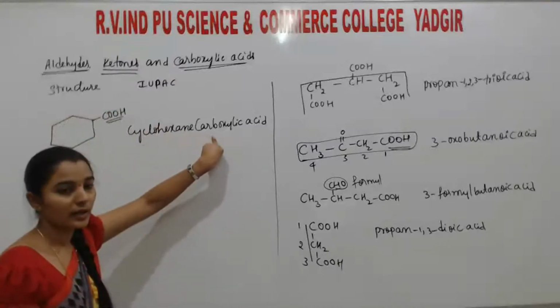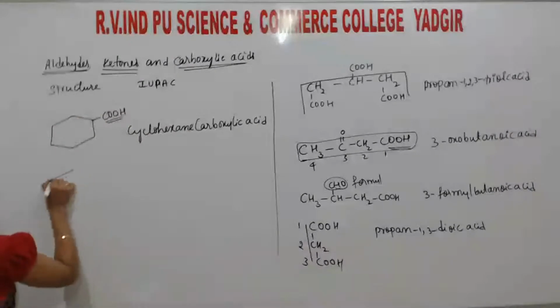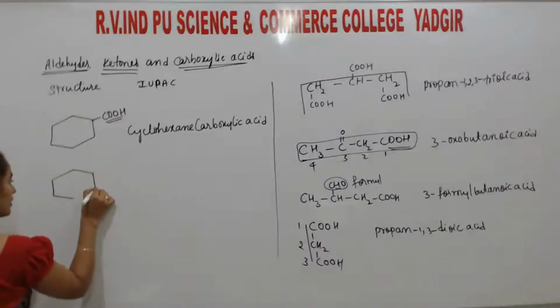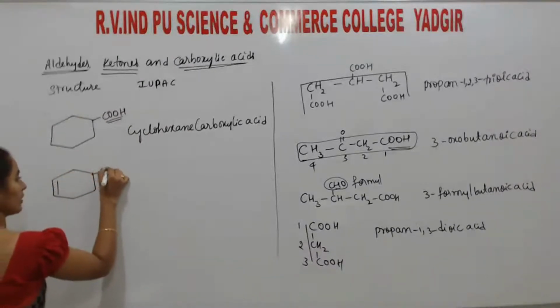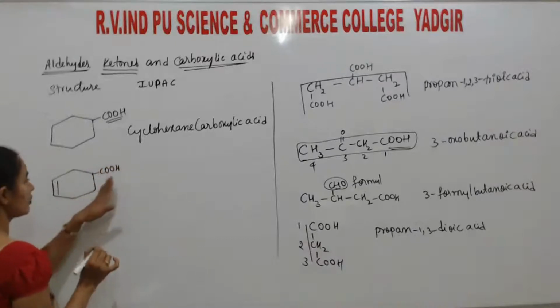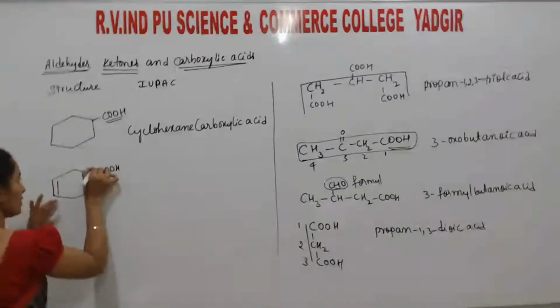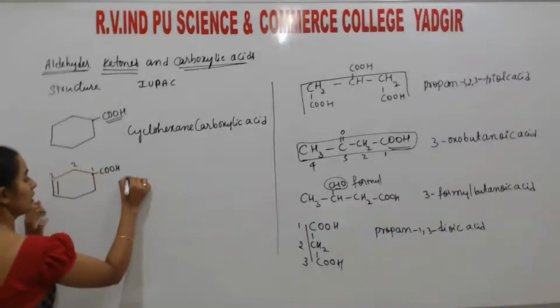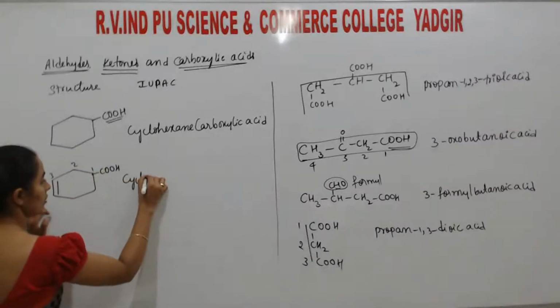Cyclohexane carboxylic acid. Along with this, assume any double bond is there. The preference is given to COOH, not to this. Then start numbering from here. That is cyclohexene.